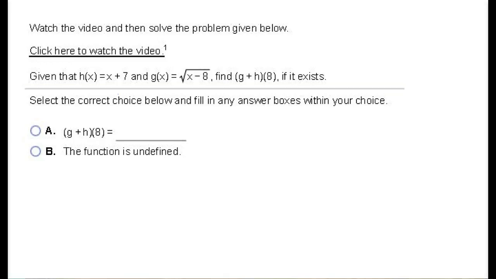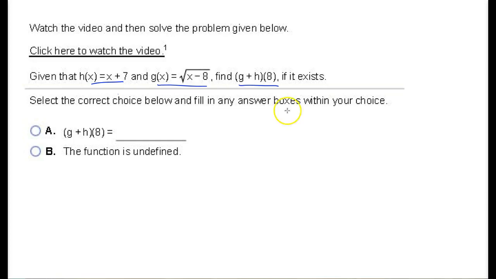This video will be about finding the sum, difference, product, and quotient of two functions, evaluating those types of functions, and figuring out from a graph what the domain and range of those functions would be. So for our first problem, we have two functions that were given, and from this, we want to create this new function and evaluate it at the x value 8.